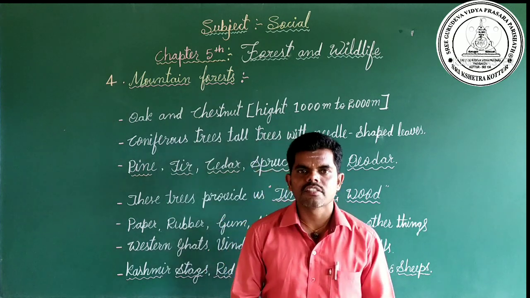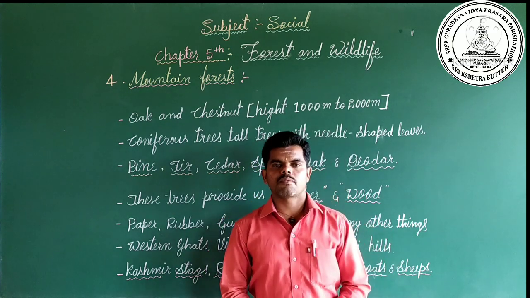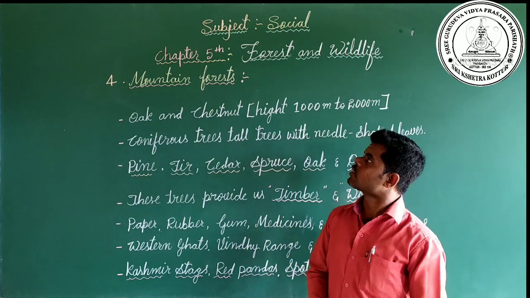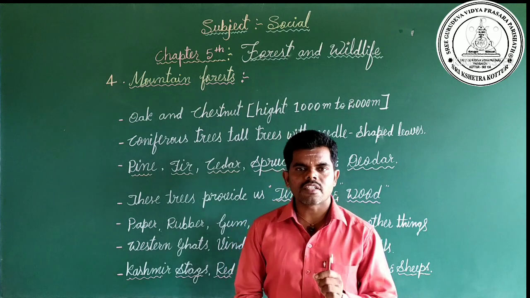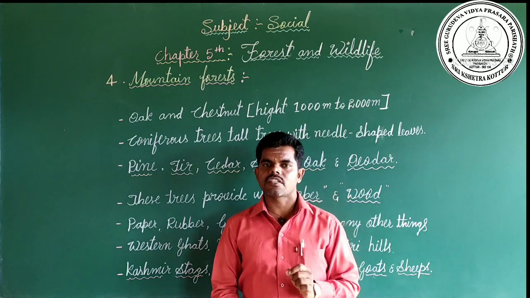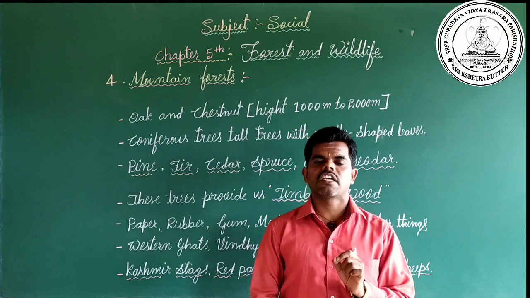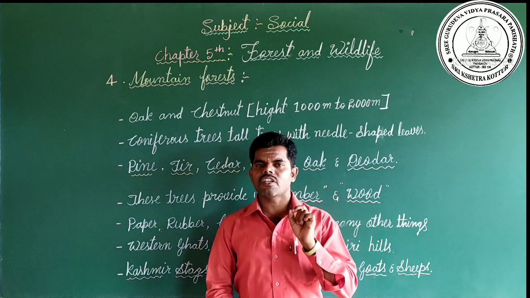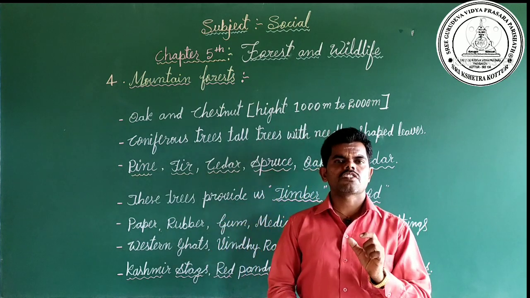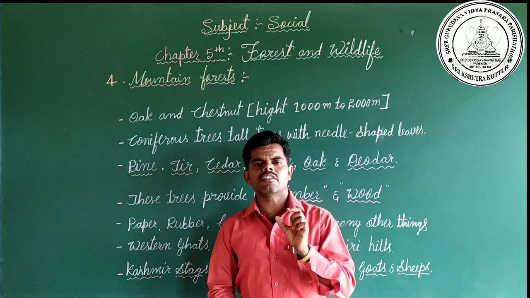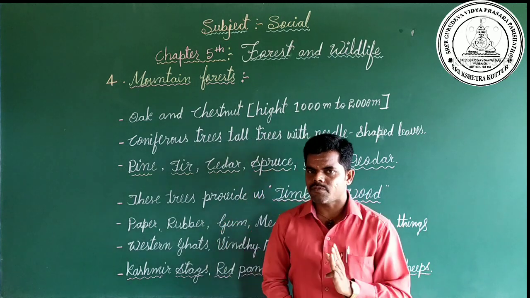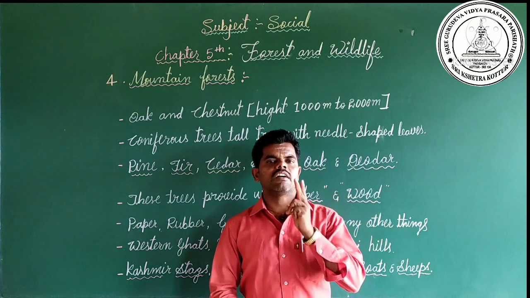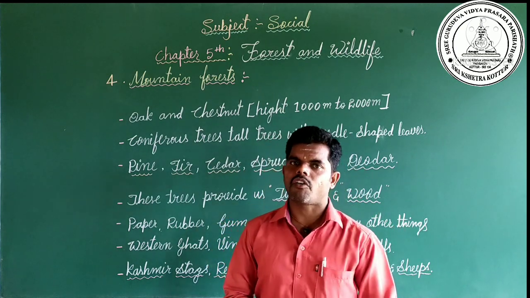In the previous video, we discussed the fifth chapter, Forest and Wildlife. In that, we learnt the meaning of forest and how many types of forests we can see. We have bifurcated forests into five types, and in the previous video we learned about three types of forest.